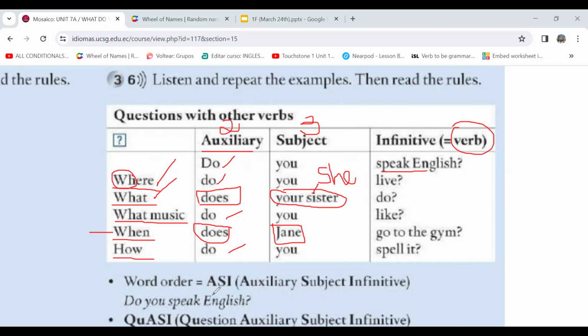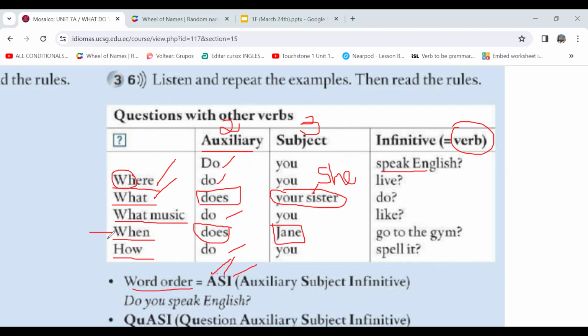But remember, you have to put or write or type in the second position the auxiliary. Si usted no pone auxiliar, esa pregunta está mal, ¿ok? So, the auxiliary, subject, and infinitive, the verb. Y aquí le da una fórmula, ¿ok? En el word order. Le dicen así, usted acuérdese, así, auxiliary, subject, and infinitive. Esas para las preguntas de sí y no, ¿ok?